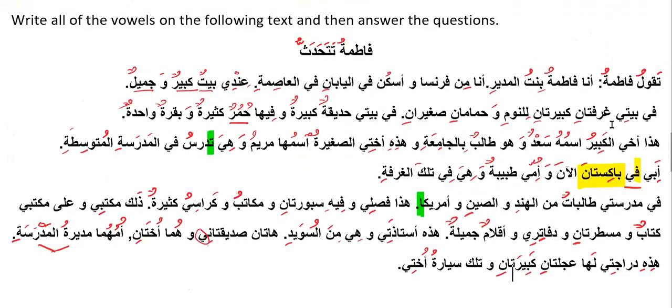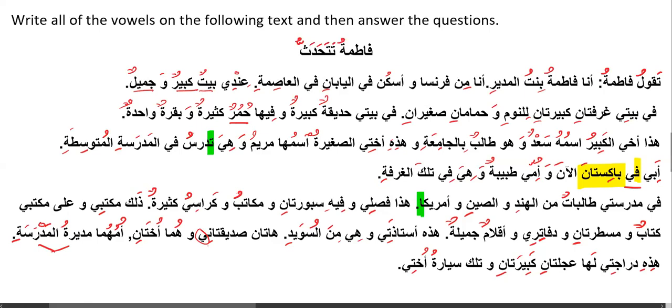طيب, so that was a very basic text with very limited rules. So now we have: answer the following questions from the text. Write two examples of mudaf and mudaf ilayh. So from the text, two examples we have. So I'll just highlight them in pink.